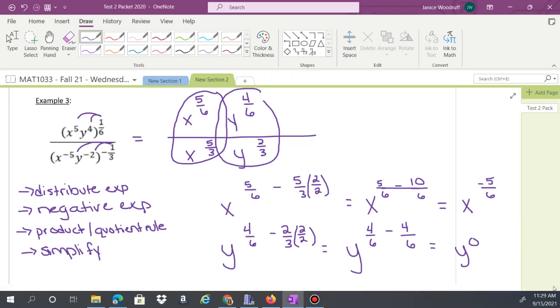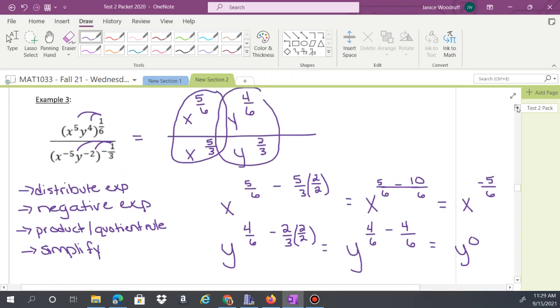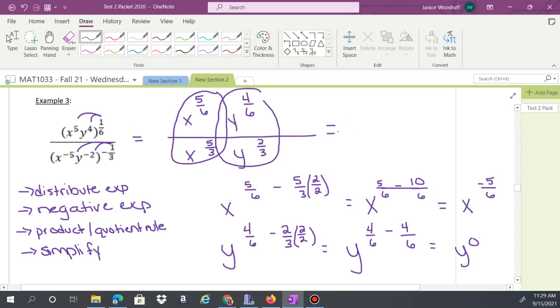Okay, so now we're looking at this problem here. So we've got x to the negative 5/6, y to the 0. What is anything to the 0 power? 1. Okay, so this cancels out. You can write it as a 1. Let's go ahead and we'll write it as a 1.